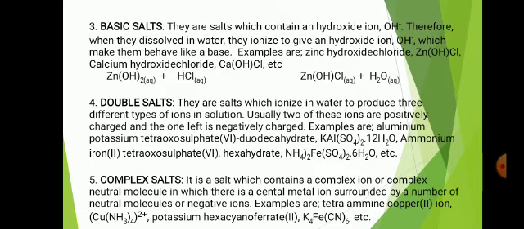Generally, we have 5 types of salt. 1, the neutral salt. 2, the acidic salt. 3, the basic salt. 4, the double salt. And 5, the complex salt.